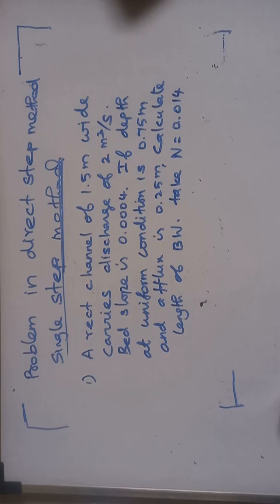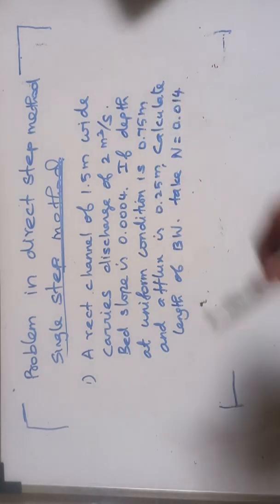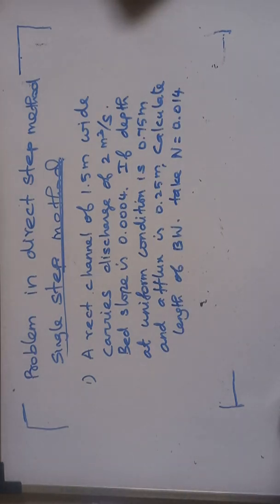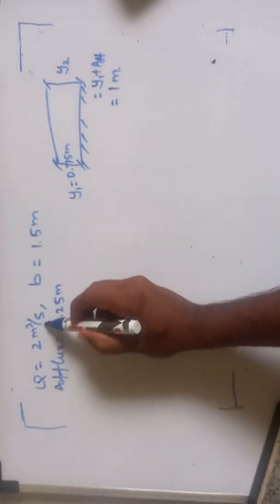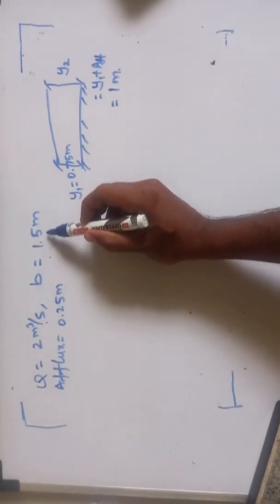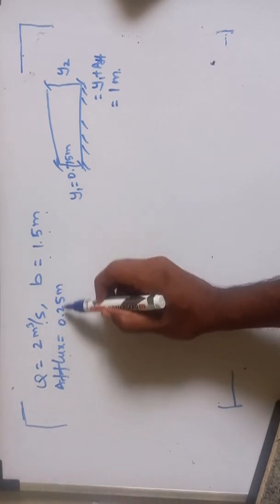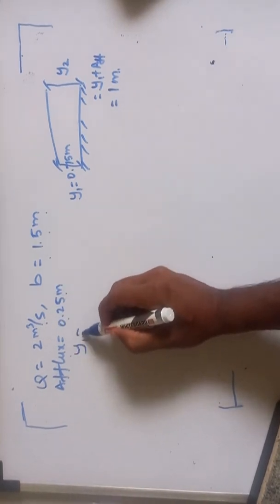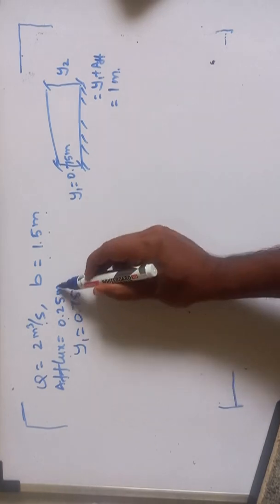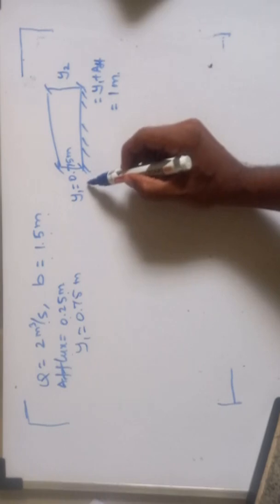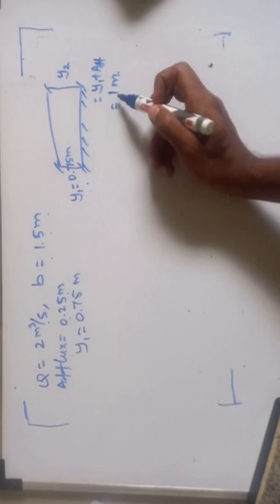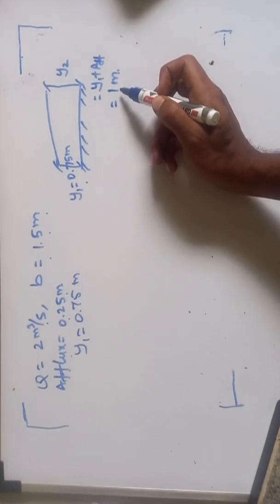Now we will draw a diagram based on this. If we mark all data in the diagram, then we will get a clear picture about this problem. Q value is given as 2 m cube per second. Breadth is given as 1.5 meter. Afflux is given as 0.25. Yn value is given as 0.75 meter. If I know y1 and afflux, then I calculate y2 is equal to y1 plus afflux. If I calculate these values, then I will get y2 is equal to 1 meter.